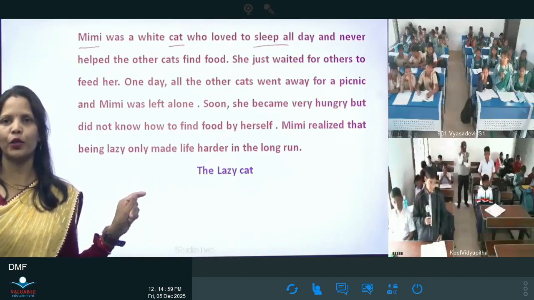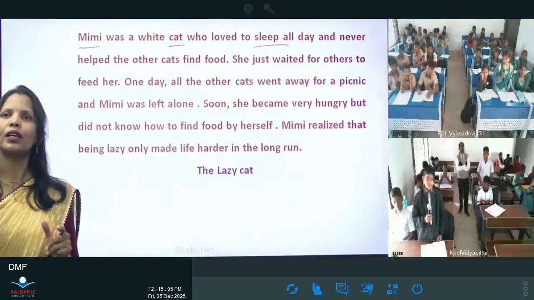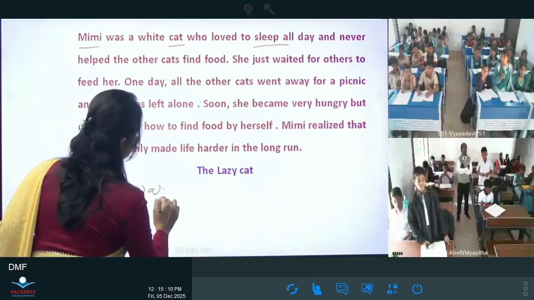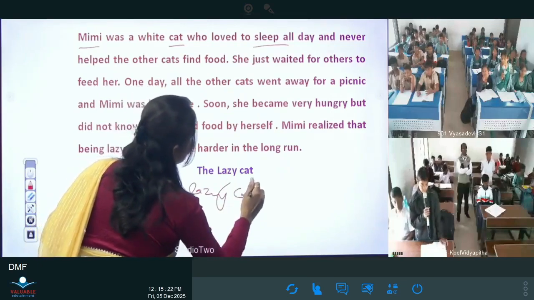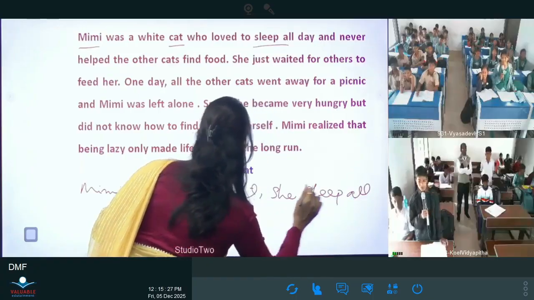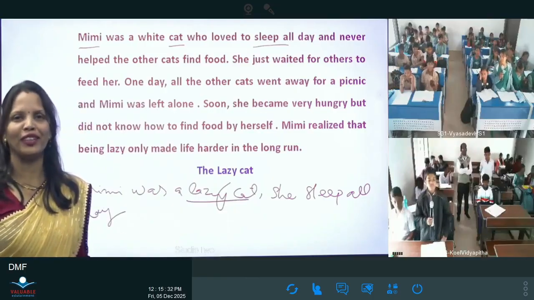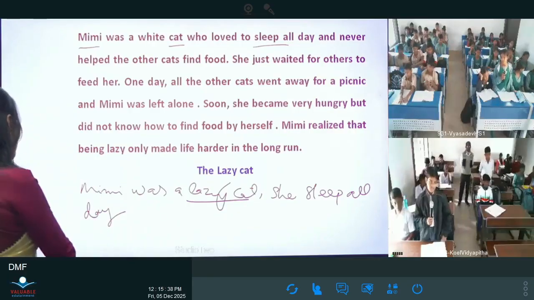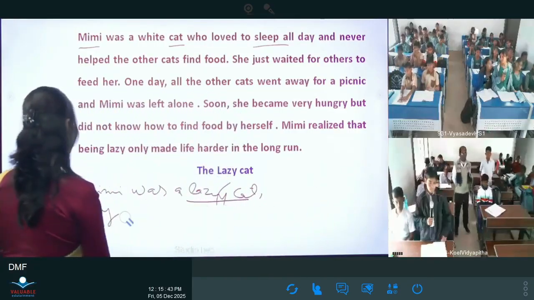Okay, but a summary won't be just one sentence, right? She loved to sleep all day. Okay. Mimi was a lazy cat. She slept all day. Okay. Lazy cat means sleep all day. It is the same meaning. One who sleeps a lot is lazy. So no need to write she sleeps all day long. No need to write this.